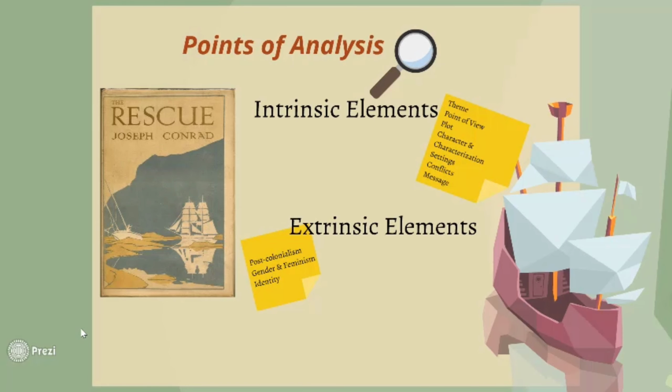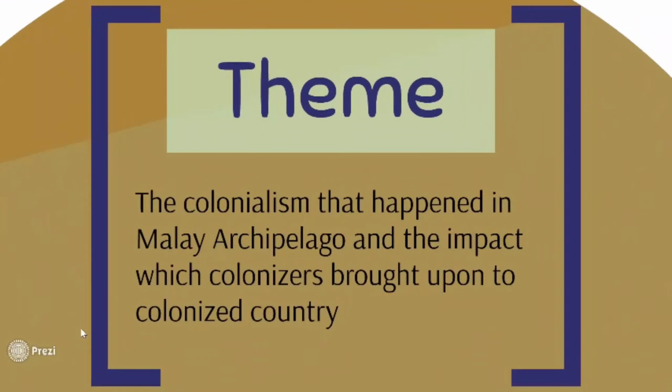First, we will discuss how the intrinsic elements of Joseph Conrad's The Rescue support the story of the novel. This part contains theme, point of view, plot, character and characterization, setting, conflict, and message in The Rescue novel. The intrinsic analysis of the elements of The Rescue confirms the importance of these elements in building and supporting the story. Theme refers to the main ideas or moral of the story.